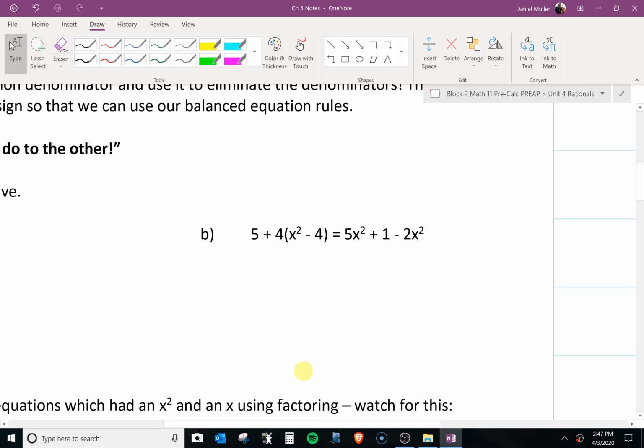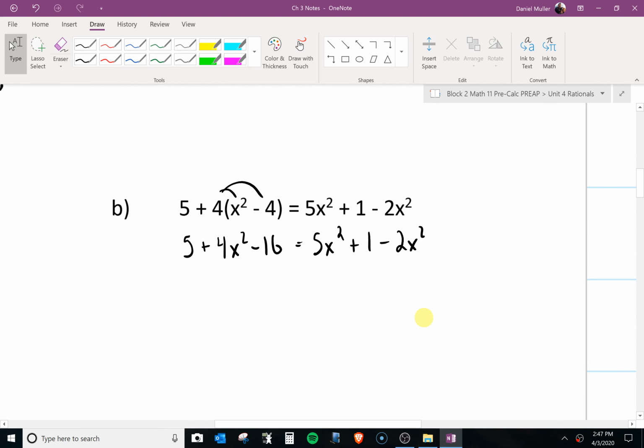Okay, so first thing we can do is bring in these brackets here, bring in the 4. So we've got a 5 plus 4x squared, 4 times 4 is 16, equals 5x squared plus 1 minus 2x squared. So whenever I see x squareds, I like to get them all onto one side. If there's an x squared and just an x, then I want to bring everything to one side and factor or use the quadratic formula. But I see an x squared, I see an x squared, I see an x squared. So I'm actually not going to bring everything to one side because there's no just x to the 1s. There's no linear x's here.